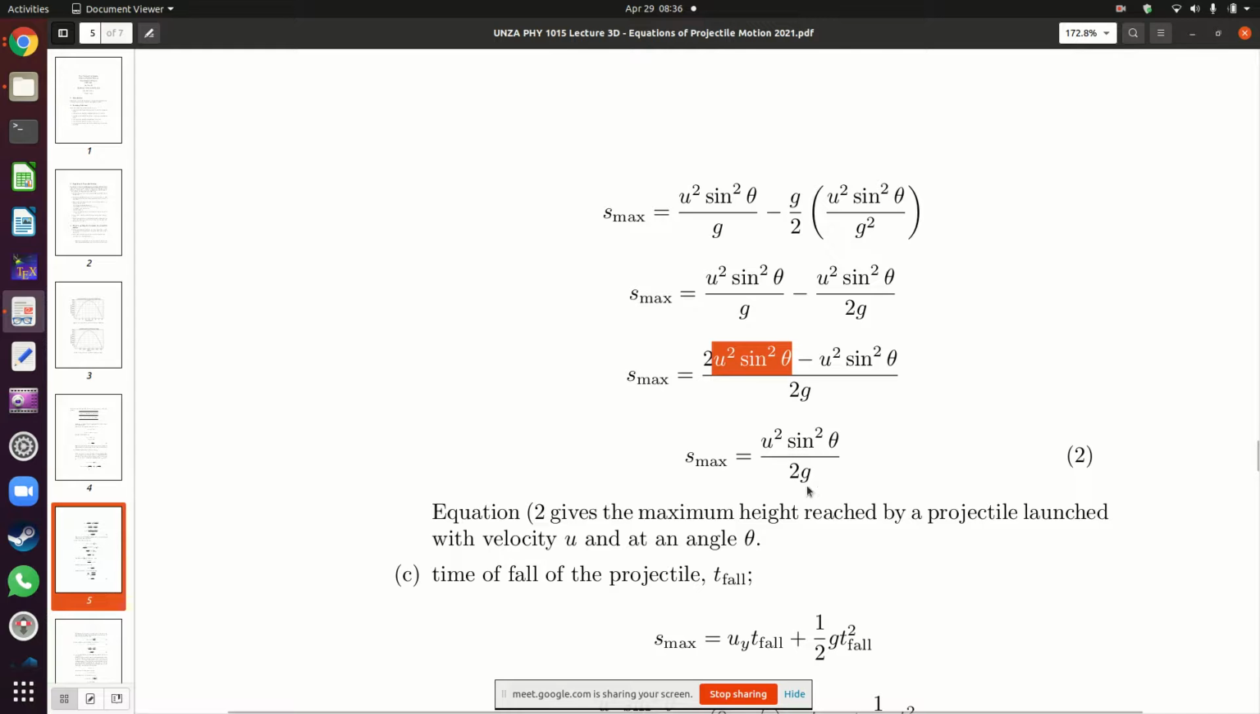So here is the maximum height. As you can see here, the maximum height depends on u, the velocity. It also depends on the angle. The maximum height does not depend on the mass of the object. Are we clear? There is nowhere in this expression where the maximum height of a projectile depends on the mass. No. The maximum height to which a projectile is going to go depends on how fast that projectile leaves the ground and at what angle it leaves the ground. Is this clear?